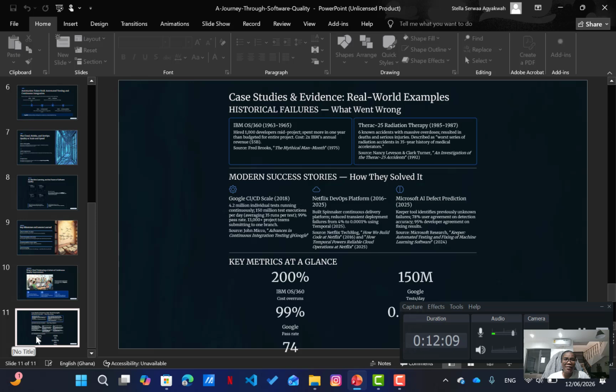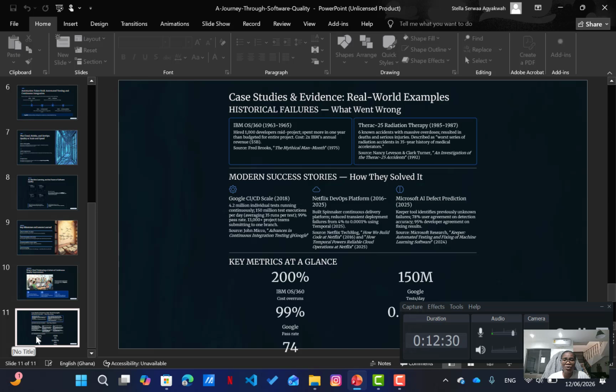The Therac-25 radiation machine contained software defects that caused fatal overdoses. This tragedy highlighted how software quality can directly impact human lives.